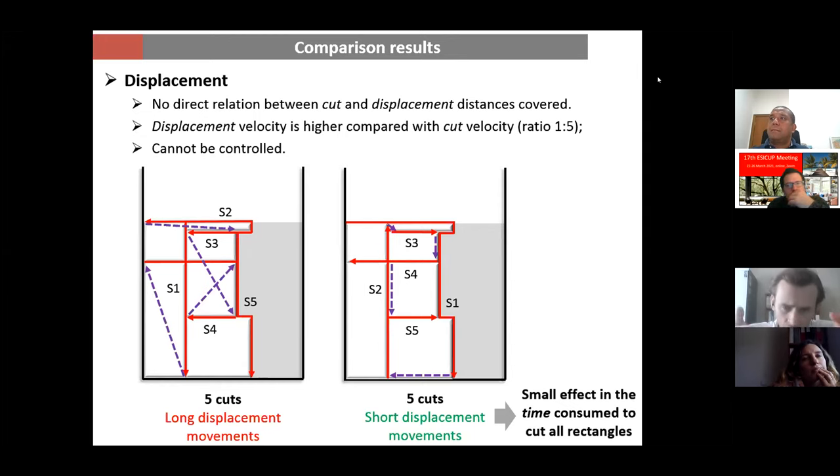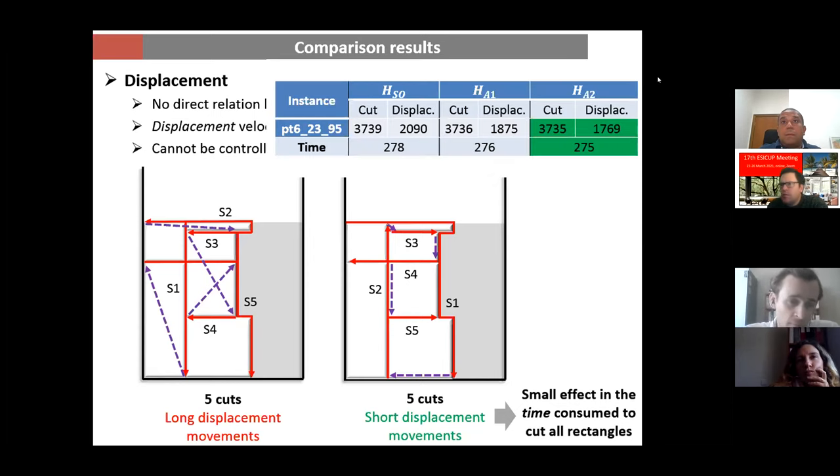So we have a small example here, a toy example with the same arrangement but completely different cut configurations. In the first case we have long displacement movements, and in the second situation, short displacement movements. The effect in practice of this is small, considering the time consumed to cut all rectangles, because of the high velocity of the displacement compared to the cut movement. In our results, we observed this on the instance PT6, where the displacement for the optimal solution, alternative one and alternative two are different, but the time required to cut all rectangles is almost the same because the cut movement is similar for these three options.